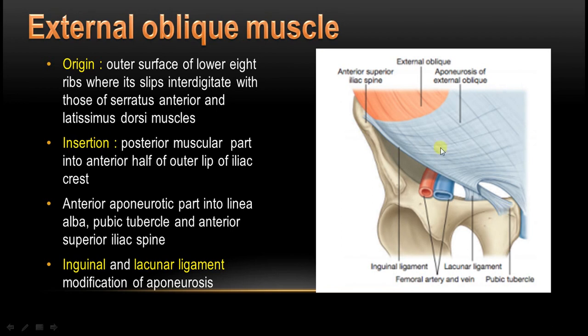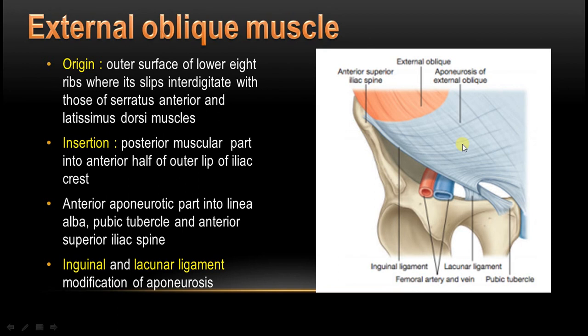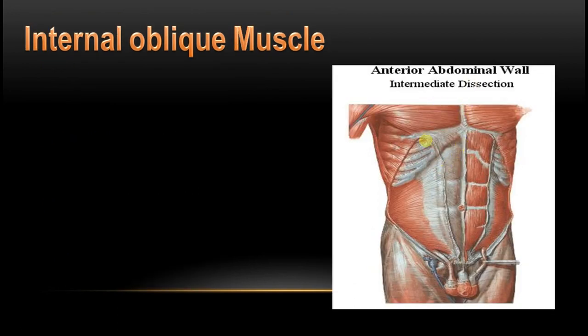Not only that, this aponeurosis also takes part in the anterior wall of the rectus sheath. So this is the rectus sheath which you are able to see here. The anterior wall will be formed by the external oblique aponeurosis.